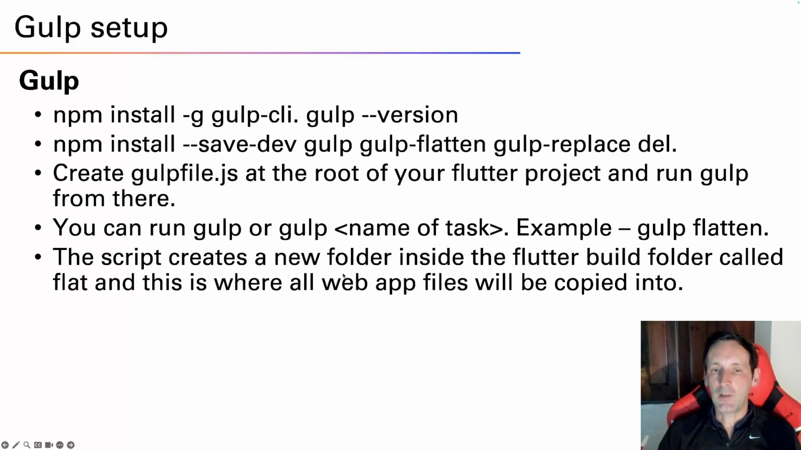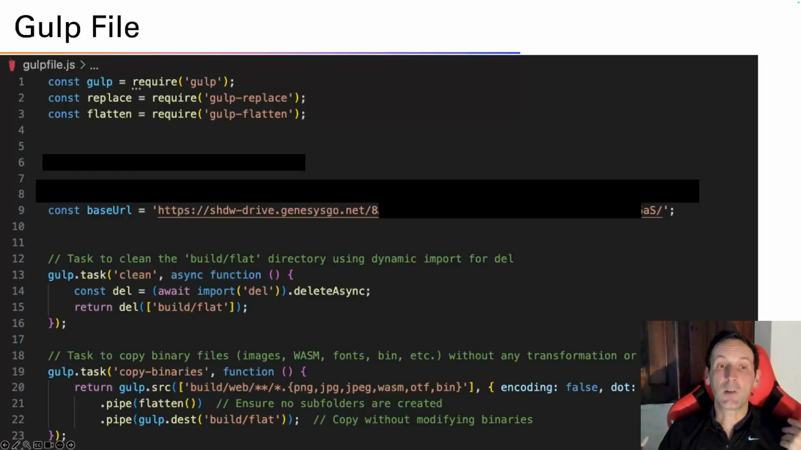So in my case, what this script does is create a new folder in the Flutter build folder called flat. When the Flutter framework builds the web app, it places it under /build/web, and this script basically creates the flat folder in that build folder. Hope that's clear. Yeah, so here it is.